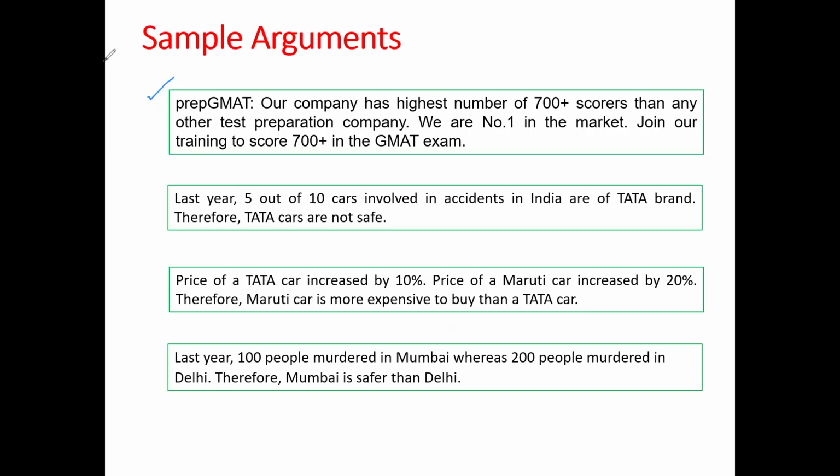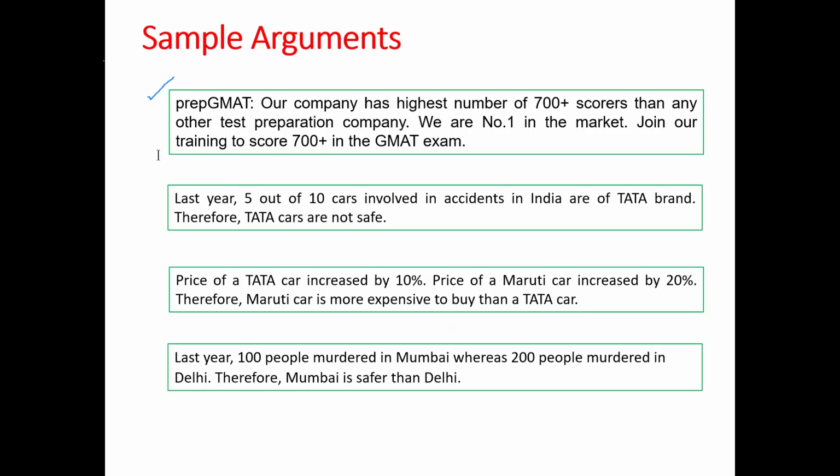So in my point of view, there are two major flaws in this advertisement. If you have good critical thinking, you can easily bring them out. Give one more try. Is it the base of each company? They can have the highest number of 700 plus scorers, but they can have just 10 people, while maybe other companies have 30, 40 students. Right, brilliant. Exactly, very good.